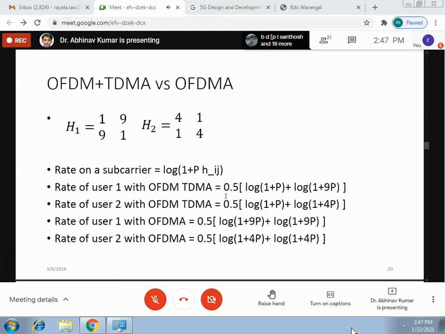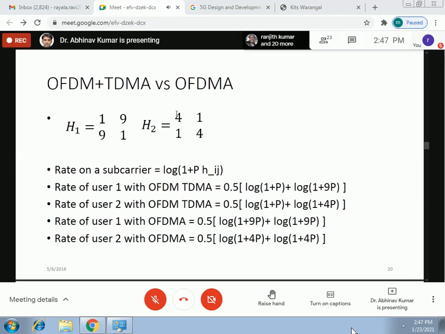Outside, there is a scaling factor of 0.5 because we are not giving the same subcarrier for all amount of time. We are only giving it for one time slot out of two time slots. So the rate becomes half. Similarly, for user 2, irrespective of the time slot, the rate turns out to be log of 1 plus p plus log of 1 plus 4p, right? So now, for this system, we essentially have the rate for the two users, which is an OFDM TDMA system.